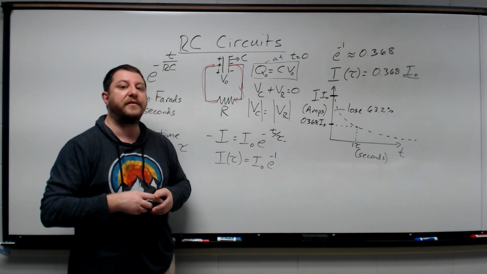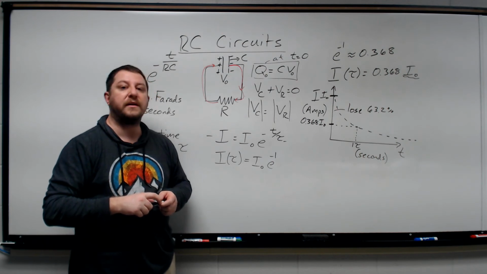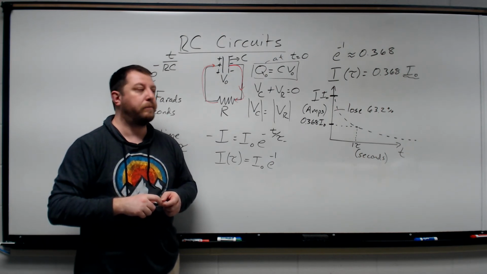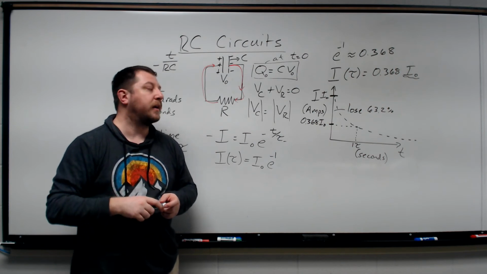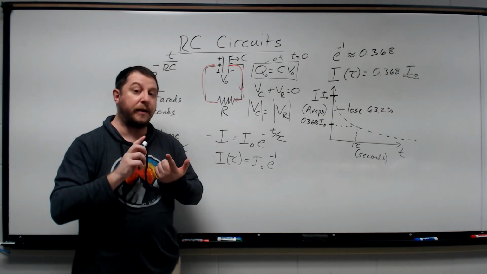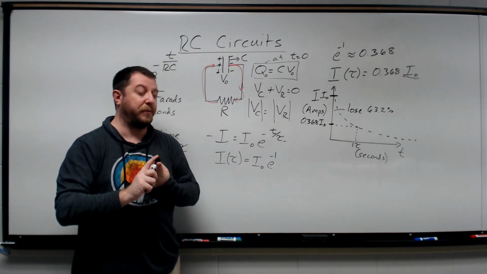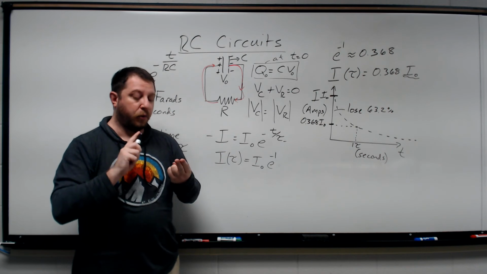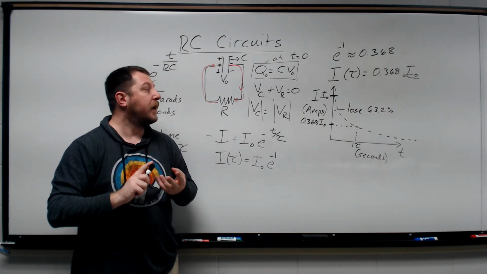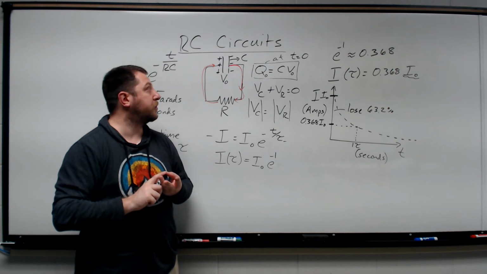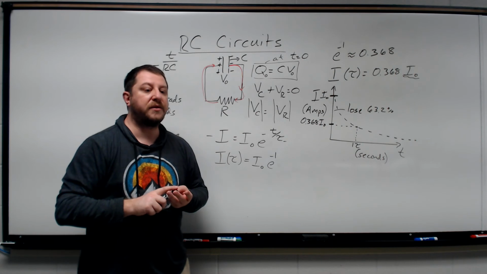So after 5 time constants, whatever your time constant is, you can consider your capacitor effectively discharged. At that point, you should not measure any appreciable change in your current, and your current should be effectively 0. Your voltage across most components should be effectively 0. And as a result, your charge across your plates should be effectively 0. Okay? So now let's do a quick example.